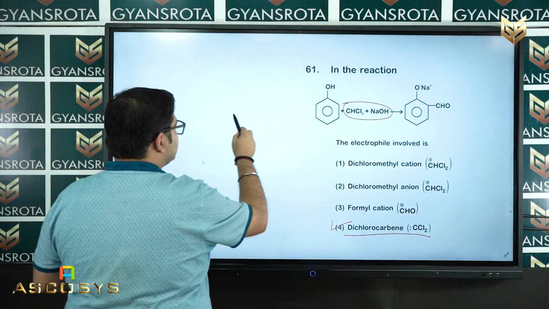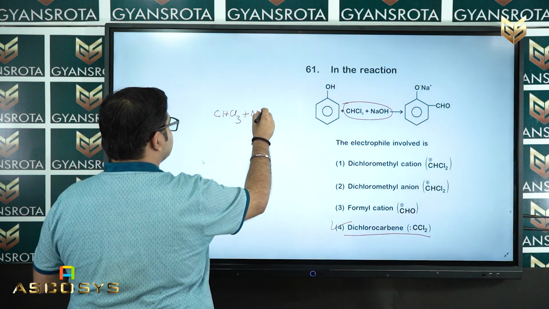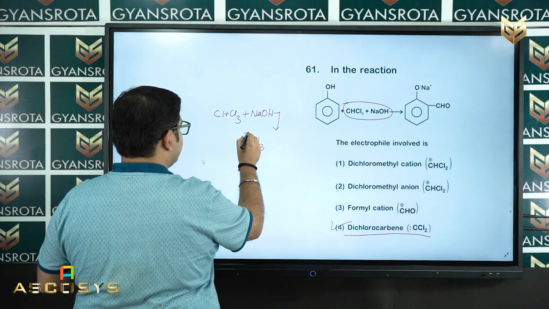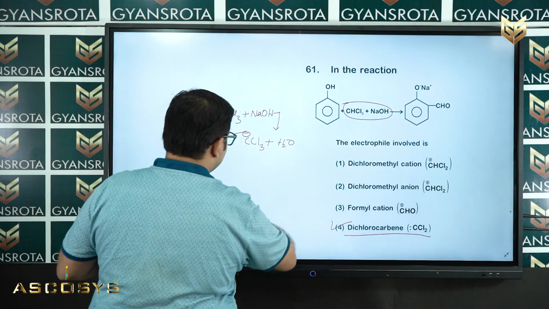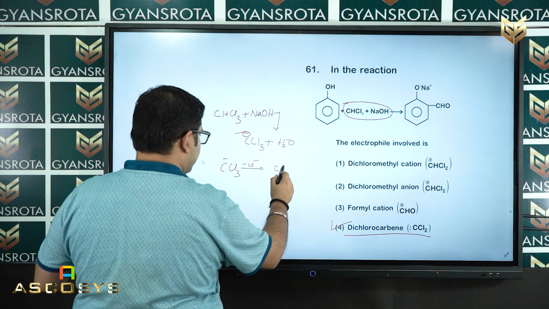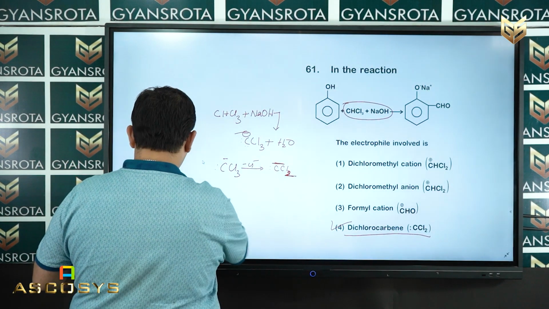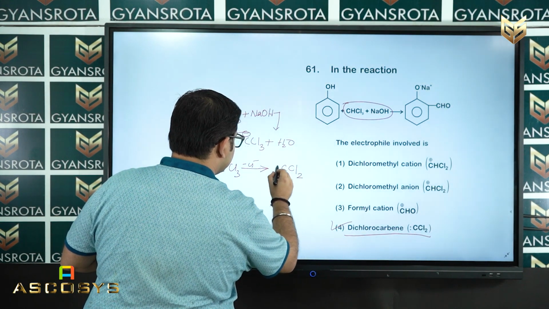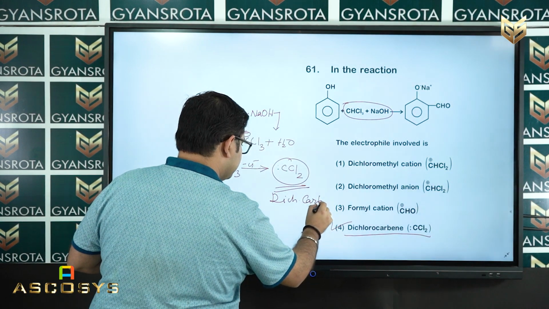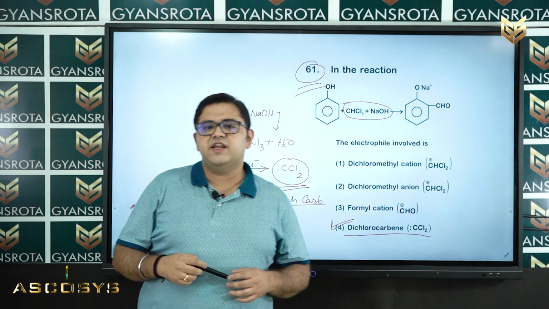So, just concentrate on this part. CHCl3 plus NaOH. NaOH is a base, so it abstracts the proton. As a result we are getting CCl3 with lone pair and minus, plus H2O. Now, again this CCl3, by removing of Cl minus we obtain CCl2, and this is your dichlorocarbene. So, option number 4 is the correct answer of question number 61. Very easy, directly comes from your NCERT, the chapter is phenol.